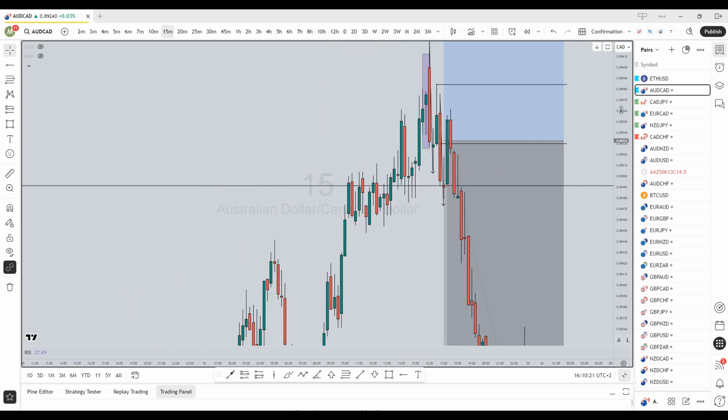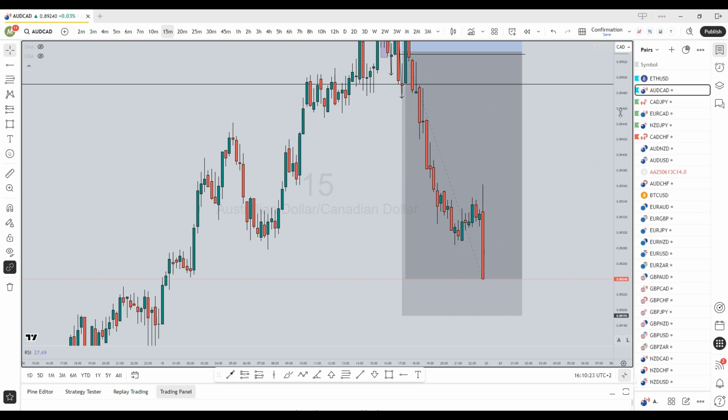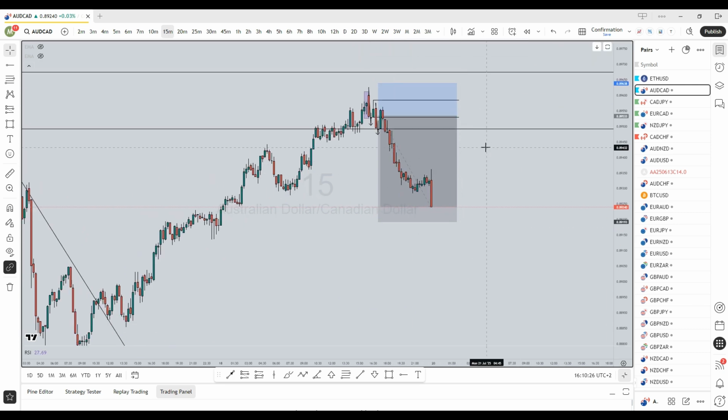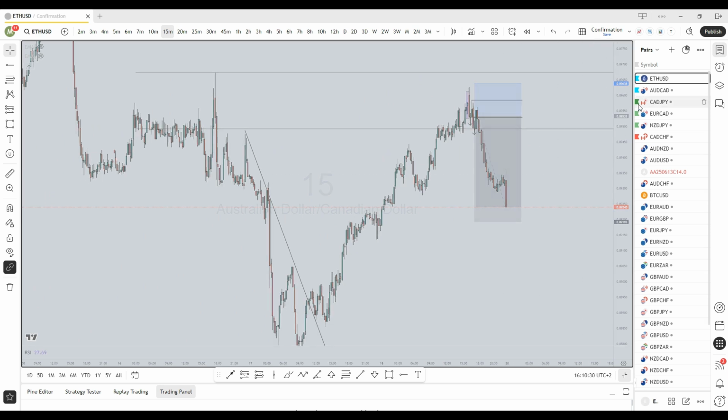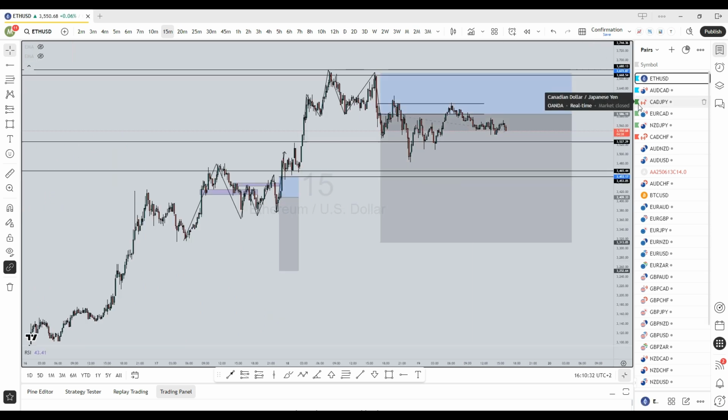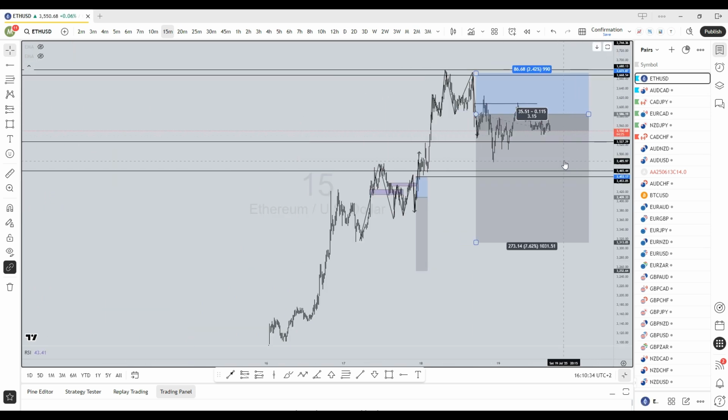So I was like, okay, cool. It's time to take my short. Then that's when I placed my trade. So I'm still currently in this trade as well. So I'm in this trade and then the Ethereum trade. These are my two current running trades.